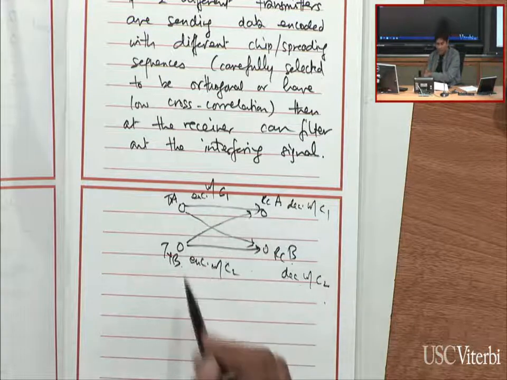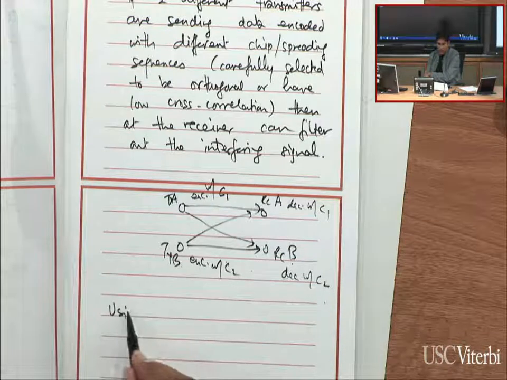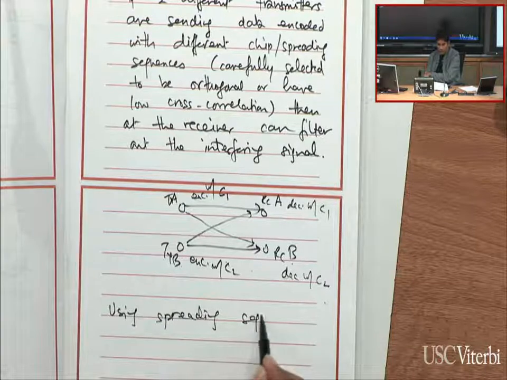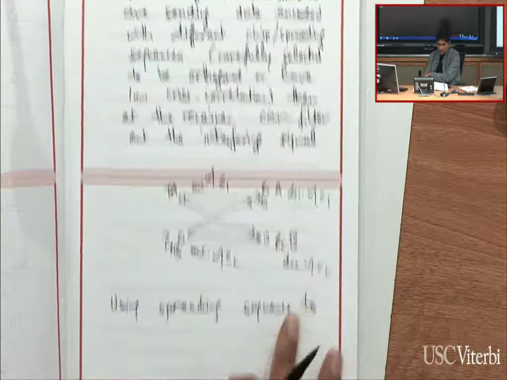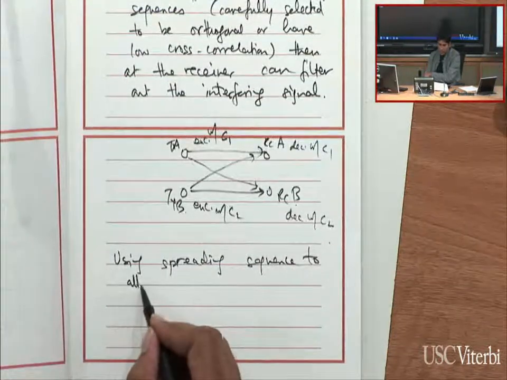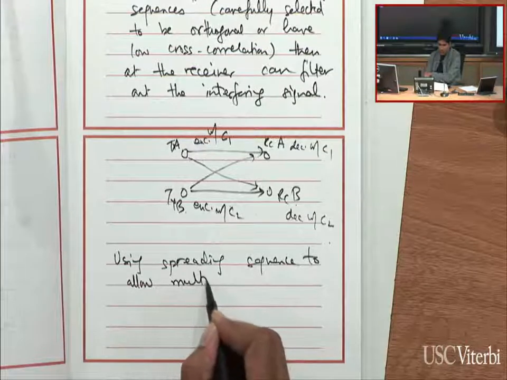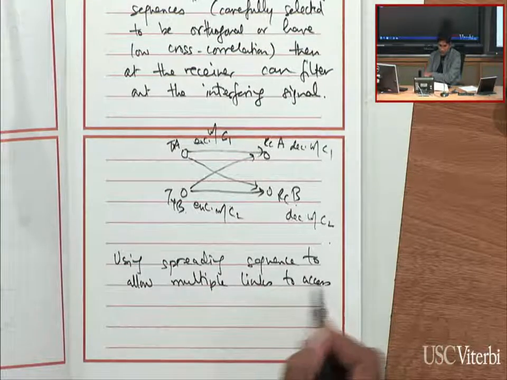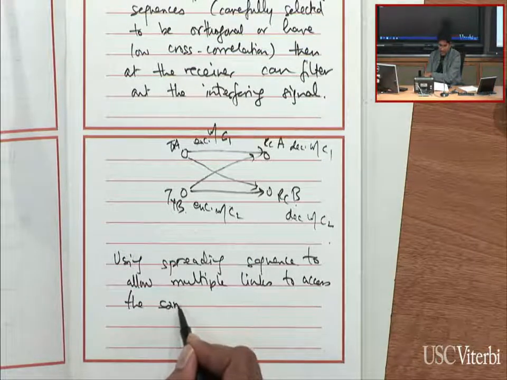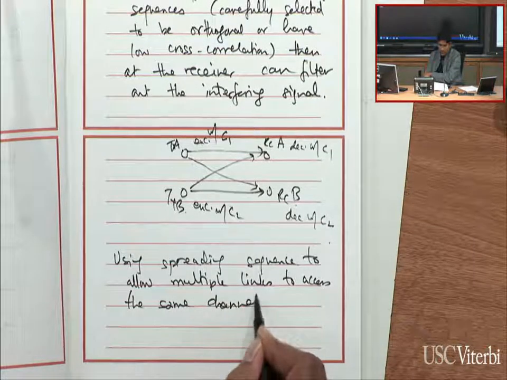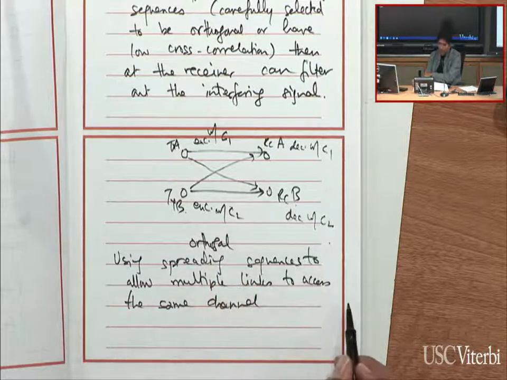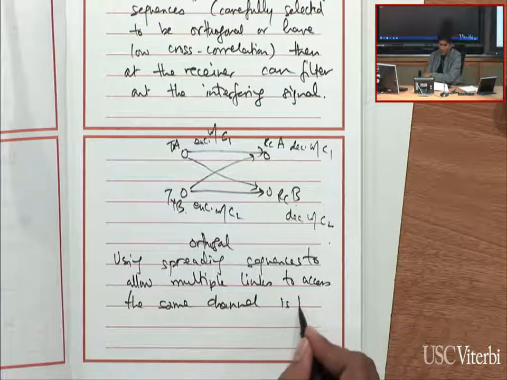Okay? This technique of using spreading sequences to allow multiple links to access the same channel, so using orthogonal sequences to allow multiple links to access the same channel, is known as CDMA.